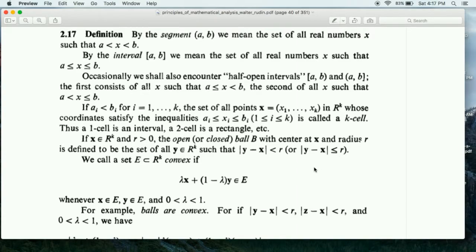So think of it as a ball whose center is at x, and the ball consists of all those points which are r distance away or less than r away from x. If we include r, then it is a closed ball. If we do not include r, then it is an open ball.